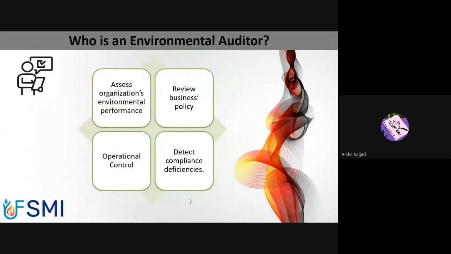Okay, so I was talking about how you have been called an environmental auditor, but what is an environmental auditor? An environmental auditor is basically somebody who mostly comes from an external source. They come and talk about your environmental performance, just like we have financial auditors, if, for example, you have been working in any organization.